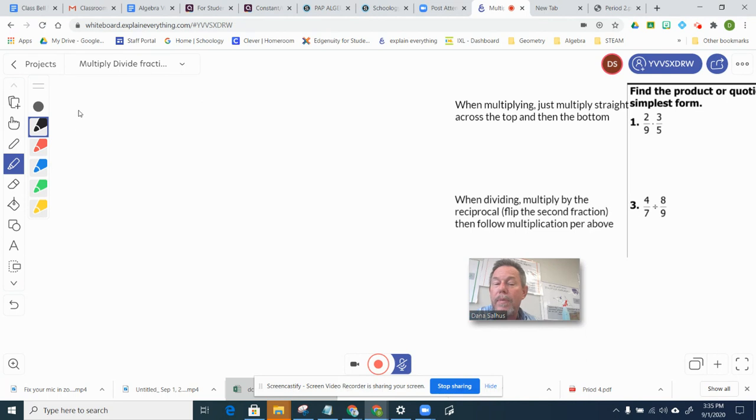So I'm going to start off with the first problem, and I'm going to take 2/9, and I'm going to multiply that times 3/5. And when you're doing the multiplication, all you're doing with multiplication of fractions is you're just multiplying straight across. I'm just going to multiply straight across at the top and straight across at the bottom. And if I do that, if I take 2 times 3, I will get 6. And if I get 9 times 5, I'm going to get 45.